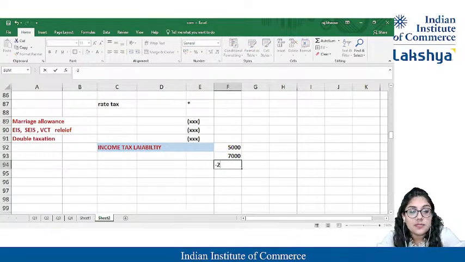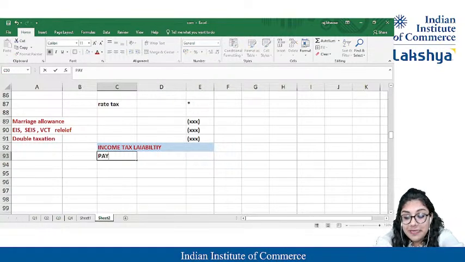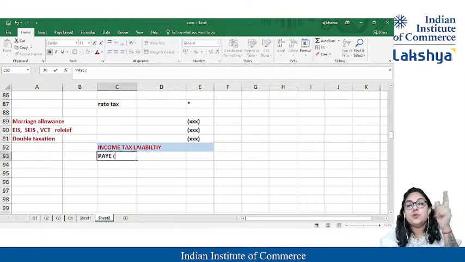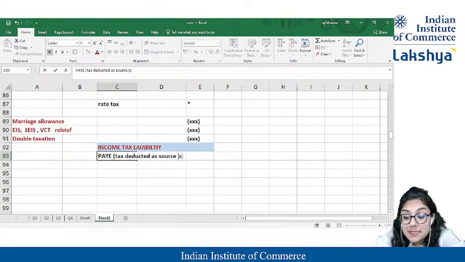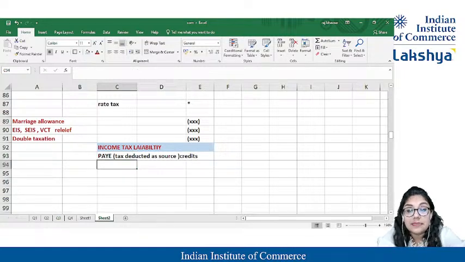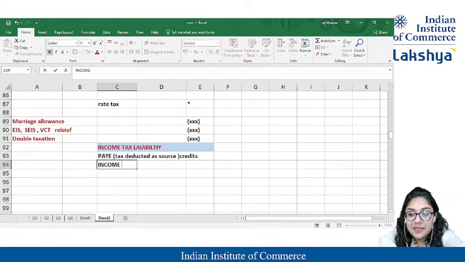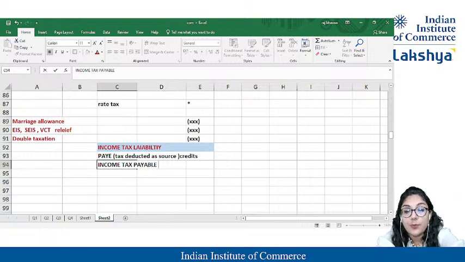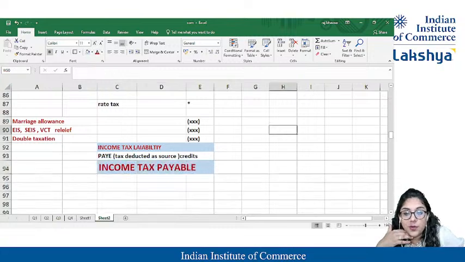So what will you get, ma'am? 2,000 kind of refund we will get. Yes. So what you are supposed to do out of this, please check PAYE, pay as you earn. Is there any tax deducted at source? Can you get the credits of any taxes you have paid? If you are getting any credits, then whatever is left over is known as income tax payable. Income tax payable, what you're going to pay. That's all, guys. That is what we need to know.